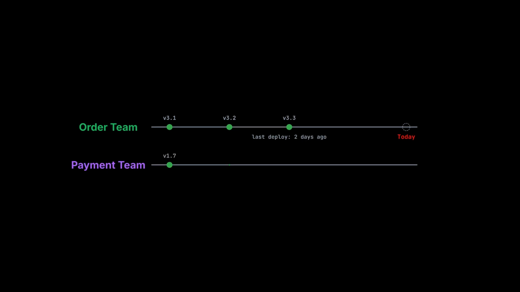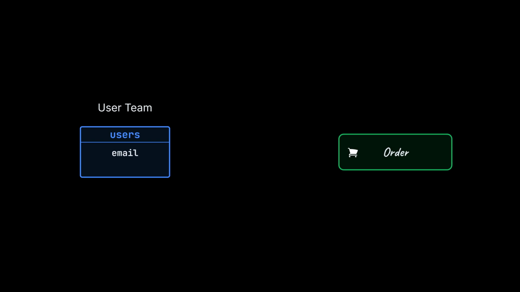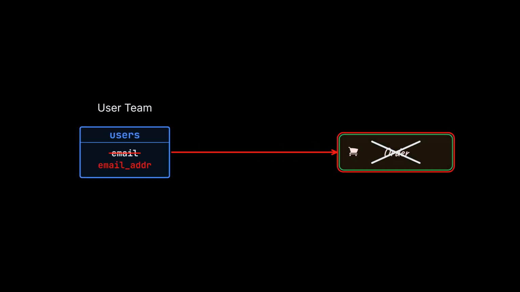The order team did not deploy anything. The payment team also did not deploy anything. So then what brought down your order service? The user team simply renamed one column in a database. Sounds strange, na? One team is doing their own work, and a completely different team's service goes down.